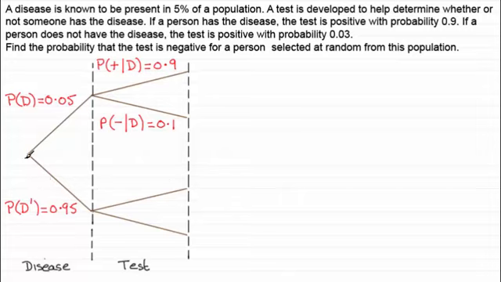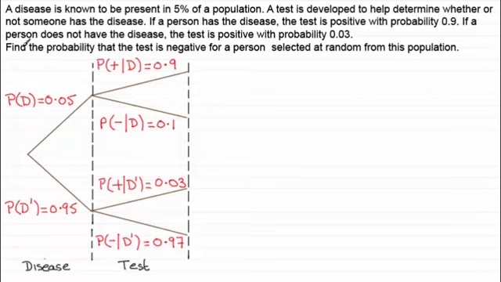And when we come down here, if the person didn't have the disease and then has the test, the probability that they test positive, given that they didn't have the disease, we're told is 0.03. So if you put that probability in, you've got the probability of positive given that they don't have the disease. That's 0.03. And similarly, we know that the probability of testing negative, given that they do not have the disease, must be 0.97, 1 minus the 0.03 we had here.